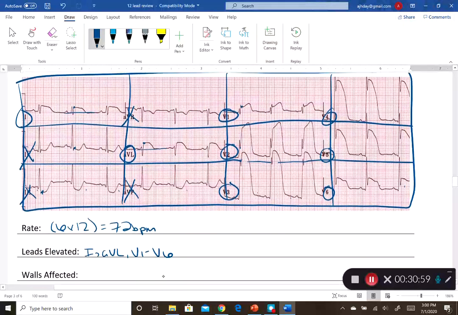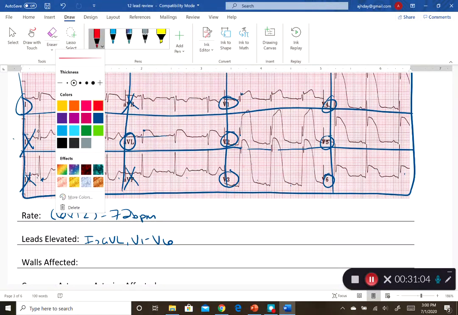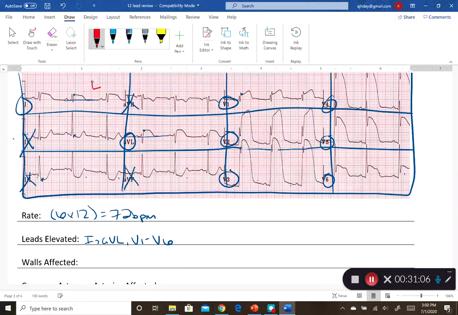Walls affected. Well, let's write out our walls. I'm just going to put the first letter of each one. So this is our lateral wall. Inferior, inferior, inferior. This one's lateral. Septal, septal, anterior, anterior, and the last two are lateral. So my walls affected are pretty much every wall except for my inferior. So I have lateral, septal, and anterior.